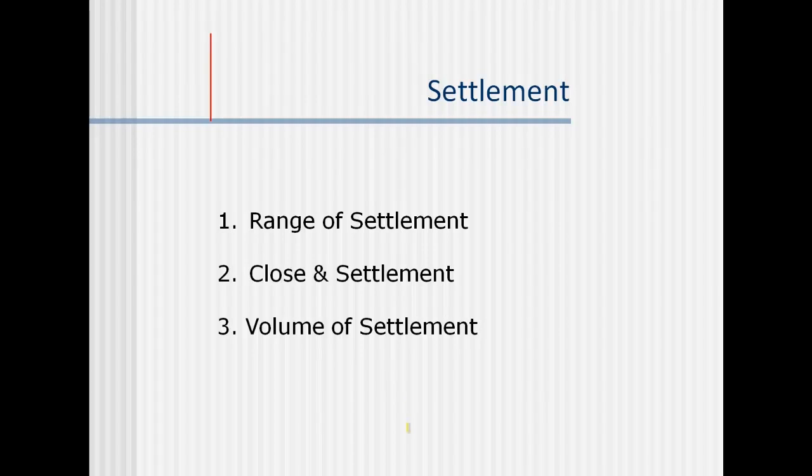It tells me that during settlement there was a strong push in one direction or the other. The next important thing that I learn from the settlement is where the close is relative to the range of the settlement. Did I close in the middle? Did I close at the bottom of the settlement? Or did I close at the top of the settlement period?